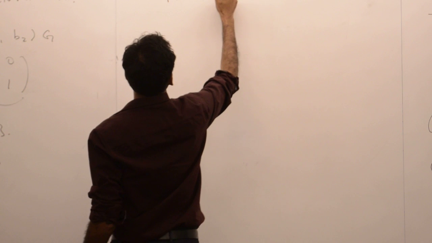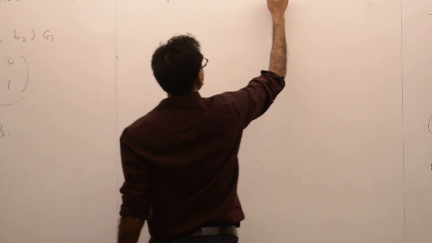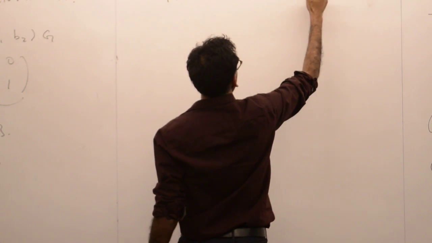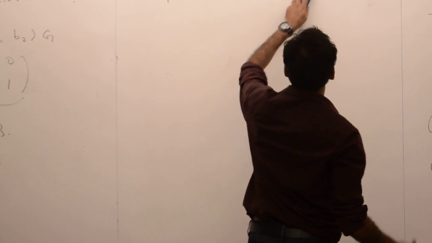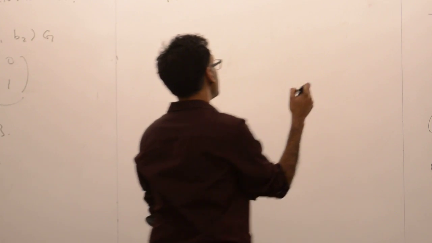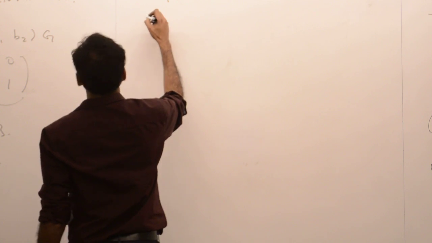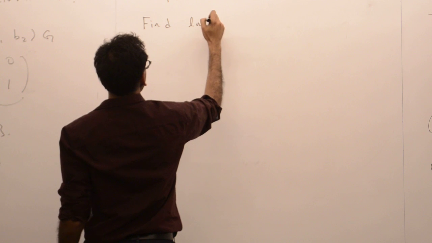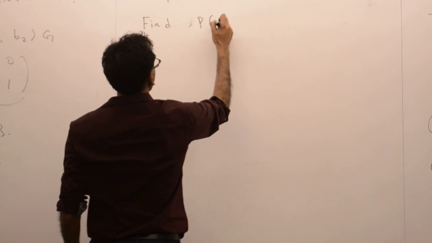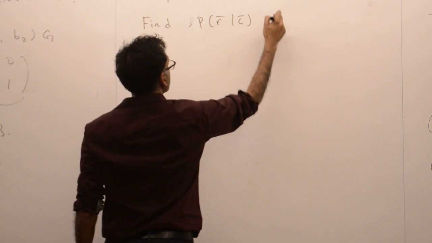So, suppose we receive, let's just say, R is 1, 1, 0, 1. I don't even know if that's a valid code word. Yeah, it is a valid code word. Find P of R given C.